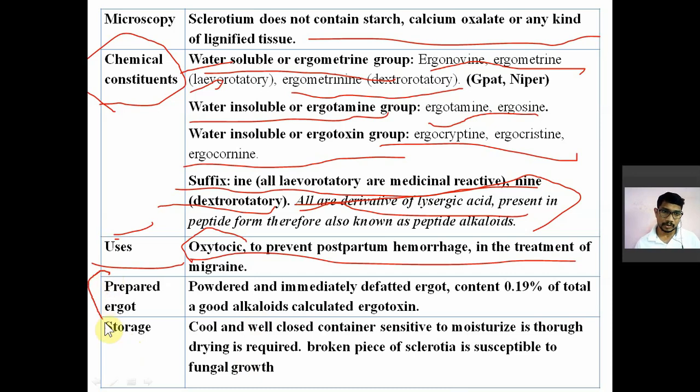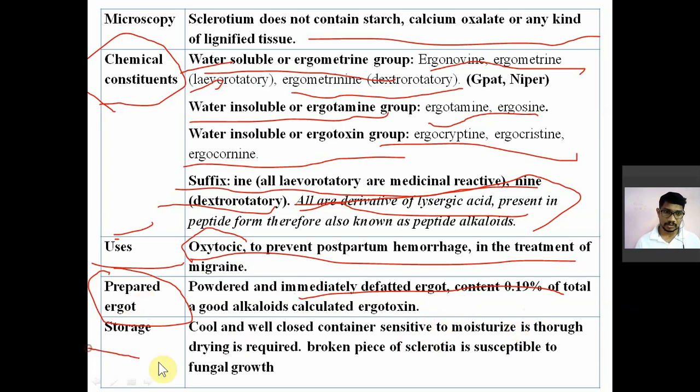Prepared ergot is nothing but the preparation of ergot. Prepare powder immediately and depated ergot. Powdered and immediately depated, जो पैटी रहेगा कंटेनर उसको डिपैट करना है. 0.9% total alkaloid known as ergotoxin, that is a prepared ergot.